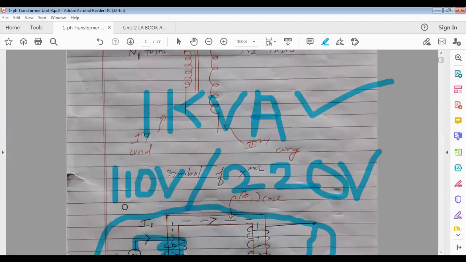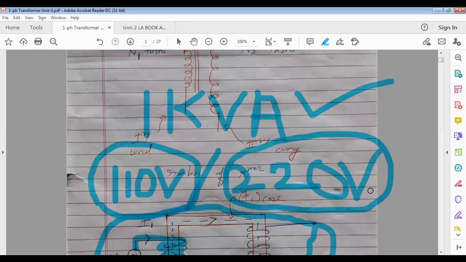And if it is written 110 volt slash 220 volt, what does it mean? On the primary side, maximum 110 volt you can apply, and across the secondary at no load condition you will get maximum 220 volt. That is the meaning of it. So primary winding voltage is known, secondary winding voltage is known. Based on this voltage, the thickness of primary winding and secondary winding depends.